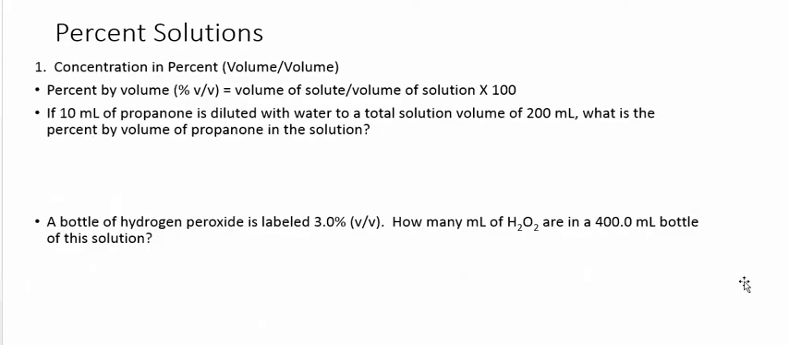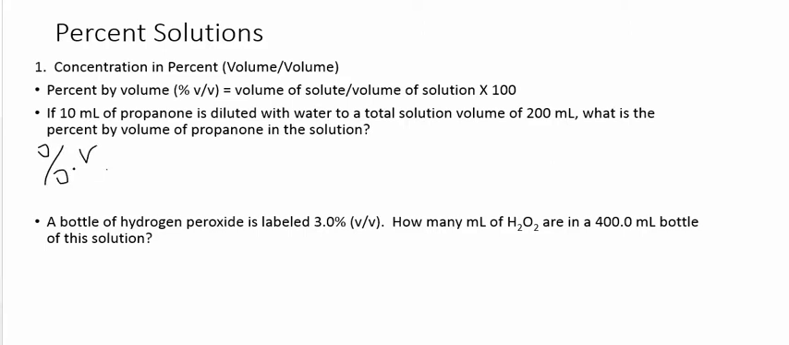Molarity is one of the ways to tell concentration. There are different ways to tell concentration. Percent volume to volume is volume of solute divided by volume of solution times 100. So I got a couple examples here under percent V to V. The first one, we have 10 mL of propanone. It's diluted with water to a total volume of 200 mL. What is the percent volume of propanone?